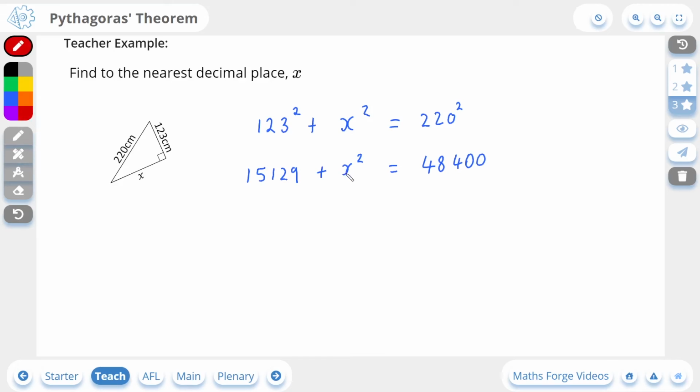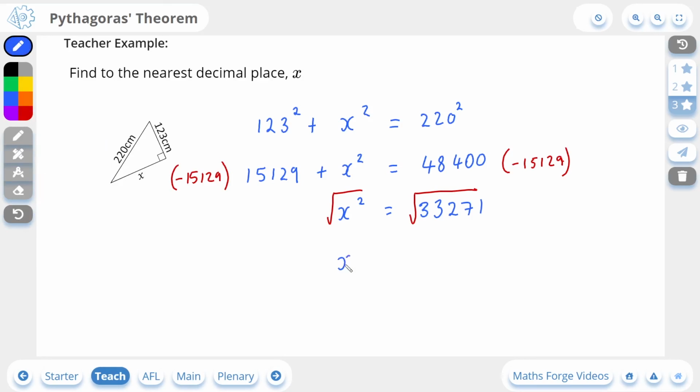Now we have to solve for x, so the first thing I'm going to do is get rid of this 15,129, and we're going to do that by subtracting. This now leaves us with x squared is equal to 33,271. And now to get x on its own, we square root both sides. This now leaves us with x is equal to 182.4 to the nearest decimal place. And since this is a length, it's 182.4 centimeters. And if we check our answer, there it is.